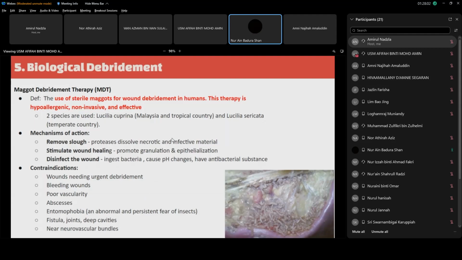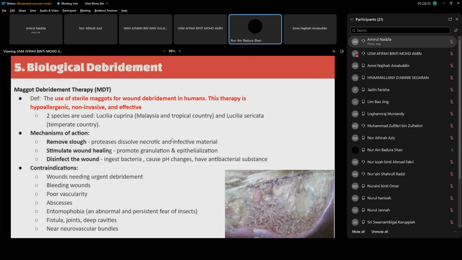The mechanism of this debridement is to remove slough by the protease, which is the enzyme produced or synthesized by the maggots to dissolve the necrotic and infective material. Then it will stimulate wound healing by promoting granulation and epithelialization, and the maggots will also disinfect the wound by ingesting the bacteria, causing pH changes for a good pH for wound healing, and also have antibacterial substances.